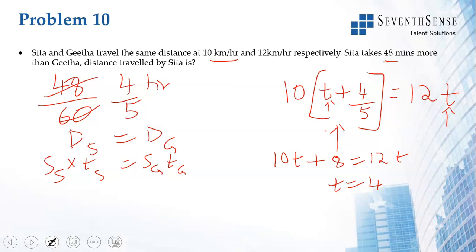So the distance covered by Sita is the same as the distance covered by Geeta. We do 12 into 4, which is 48 kilometers. Why have I substituted that here? Because these two are the same. The distance covered by Geeta and Sita are the same. So I've gotten t. Even if you put that here, you will get the same answer, 48 kilometers.